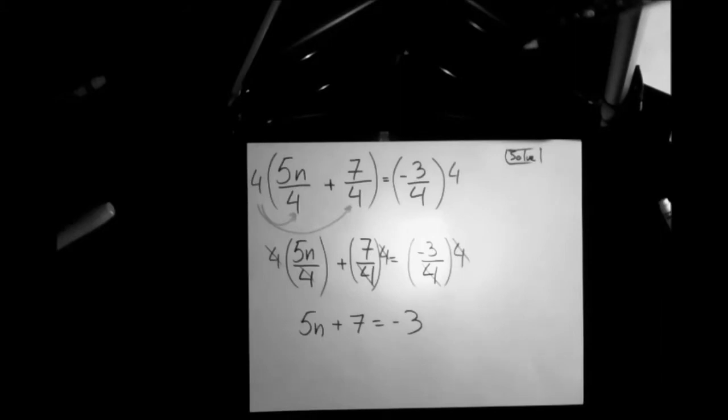Now you want to get rid of this first. Because it's further away, we're going to get rid of the plus 7 first. So what's the opposite of plus 7?